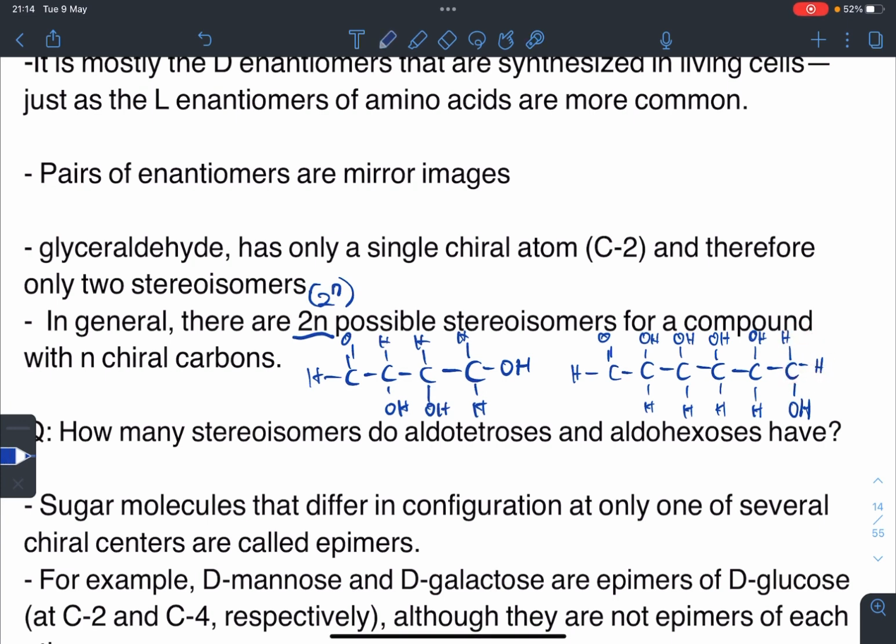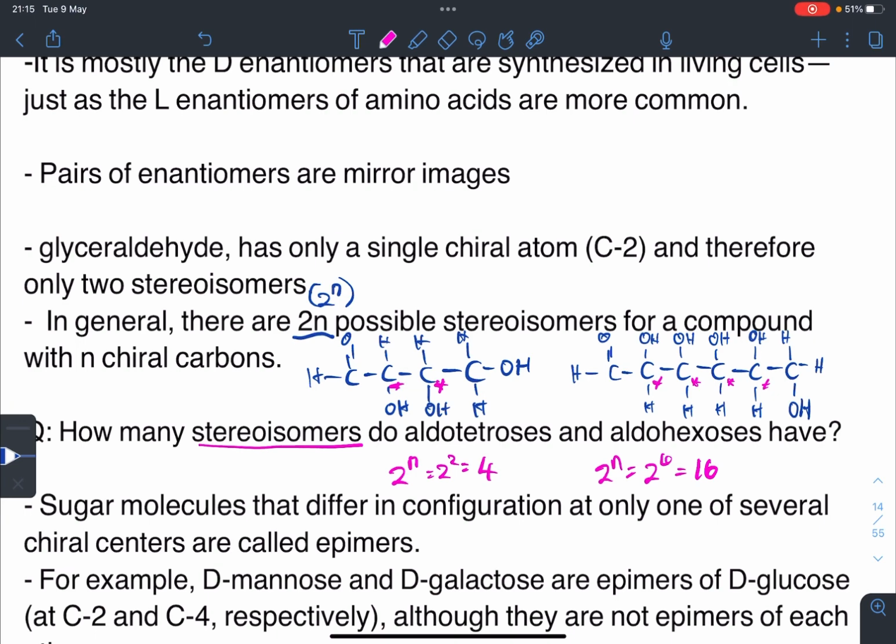So let's count the number of chiral centers, shall we? Okay. So this is chiral, 4 different groups around it, right? And this is chiral. Only 2 chiral centers for aldose tetroses. That is 2 raised to the power n, 2 raised to the power 2, that's 4. So aldose tetroses have 4 stereoisomers. Aldose hexoses, let's count. 1, 2, 3, and this is 4. So what we now have is 2 raised to the power 4. That's 2, 4, 8, and that's 16. So aldohexoses have 16 stereoisomers.